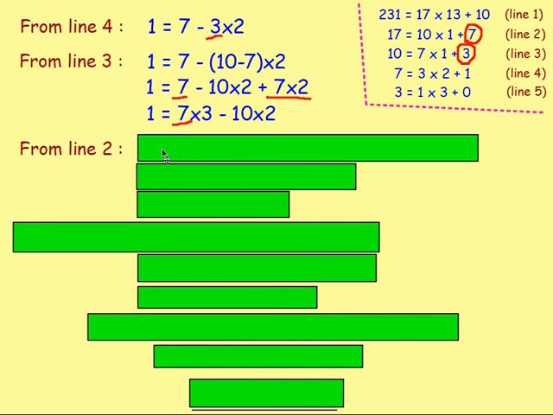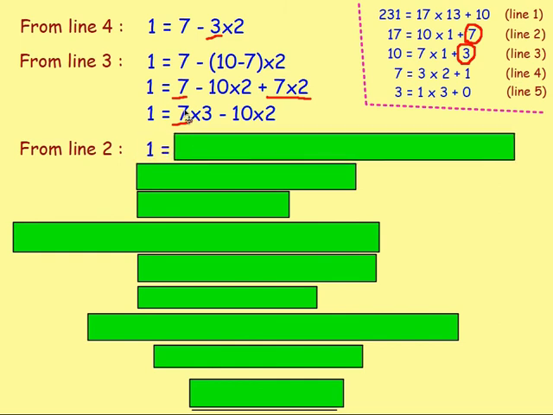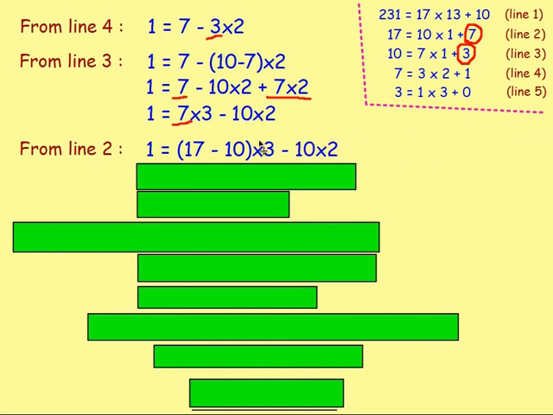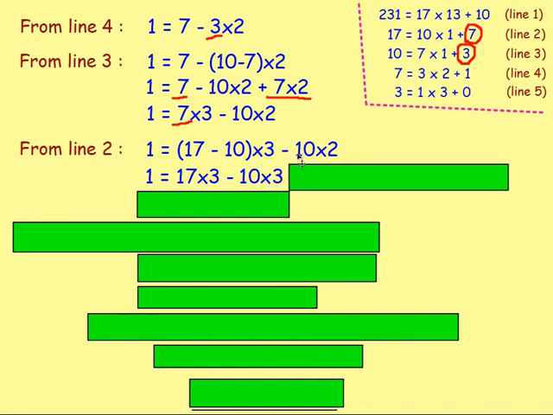So from line 2, we will say that 1 is equal to, and 7 would be 17 take away the 10 times 1. So it'll be 17 take away 10. We're still wanting to multiply that by 3, so put it in brackets, put it times by 3, and for this part here, well, 10 times 2 will just stay as 10 times 2. Multiply the brackets once again, so we've got 3 times 17. We are taking away 10 times 3, and we are taking away 10 times 2.